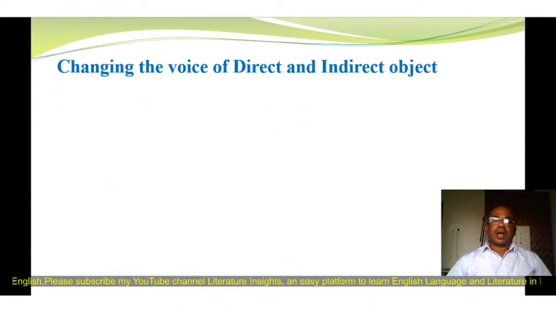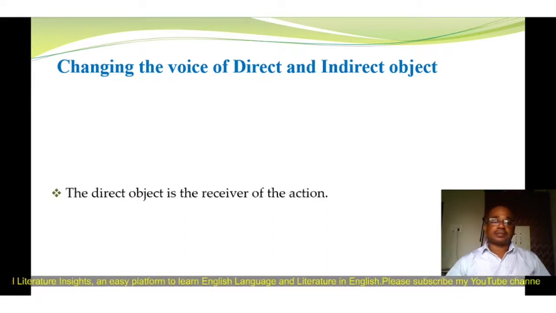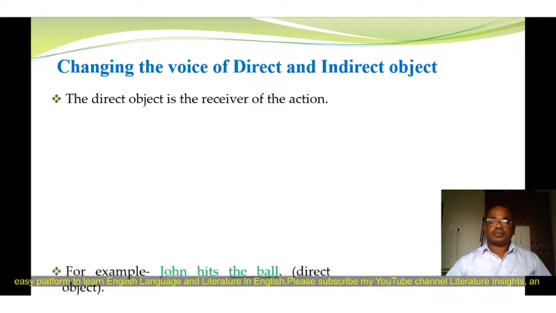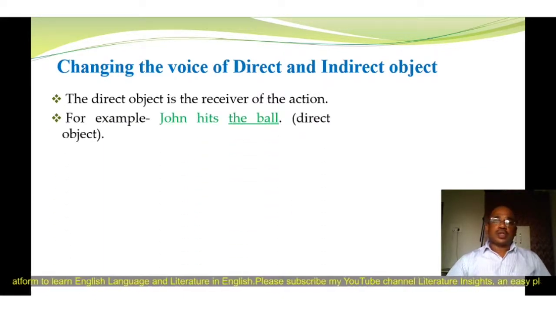Next, changing the voice of direct and indirect object. The sentence having two types of object, direct object and indirect object. How do we change the active voice into passive voice using the direct and indirect object in the sentence? Here, number one, the direct object is the receiver of the action in the sentence in active voice. For example, John hits the ball. Here we can see the underlined ball is a direct object in the sentence, which is the direct receiver of the action done by John.